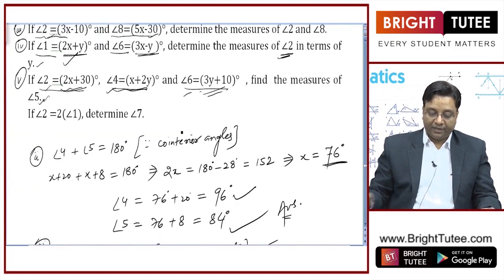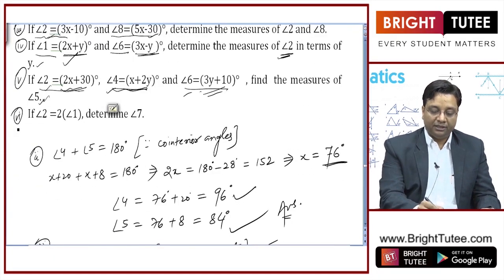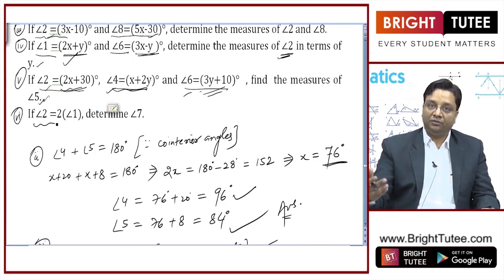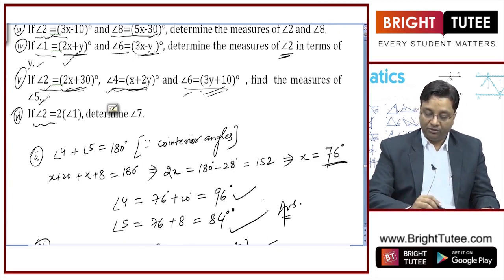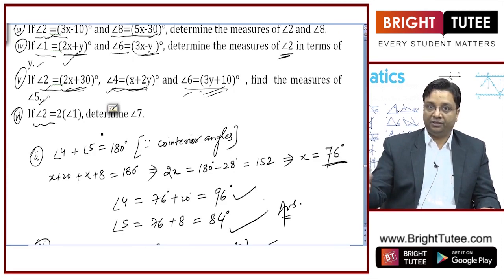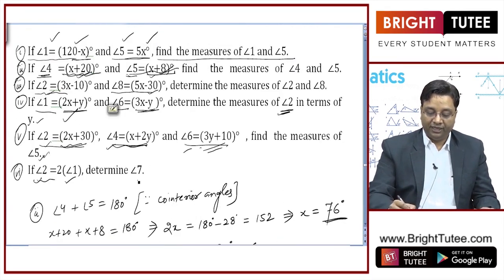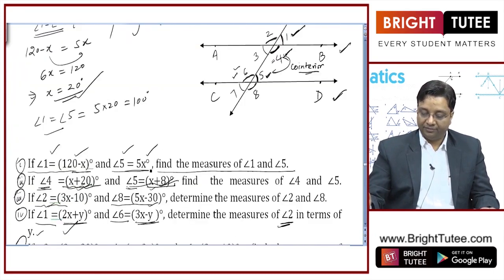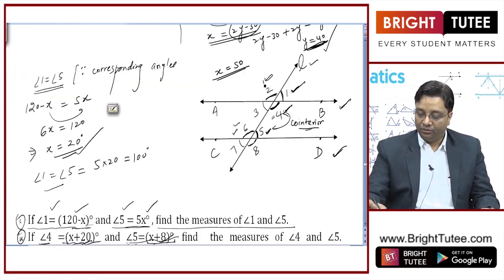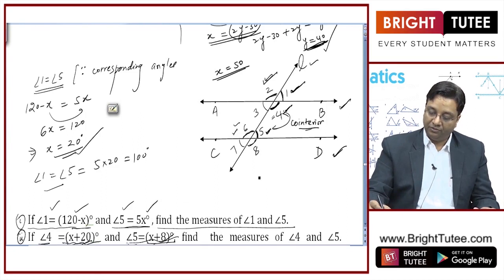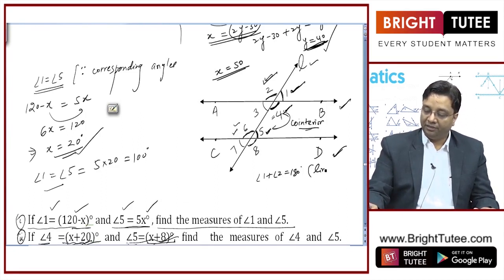All right. Let us look at this one. For this one also, I will solve it in the figure itself. You need to solve it on a different page, right? Angle 2 is twice of angle 1. We need to find angle 7. Okay. Angle 2 is twice of angle 1. Now notice that angle 1 plus angle 2 is 180. Why? Because this is a linear pair.